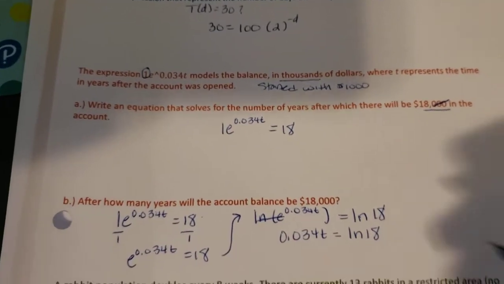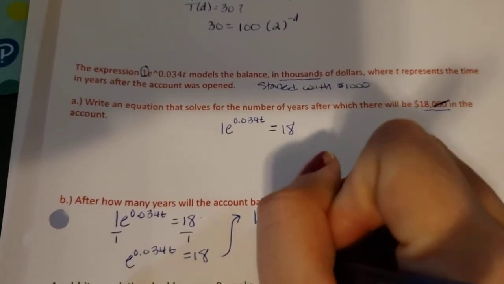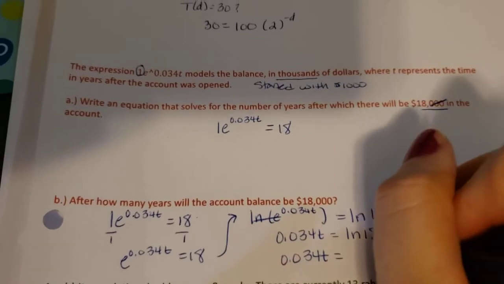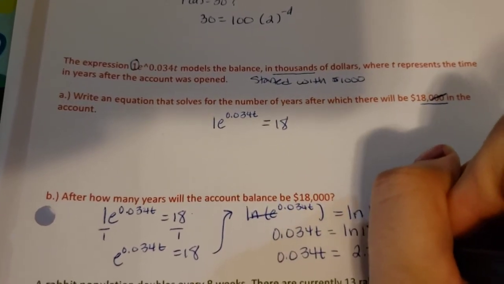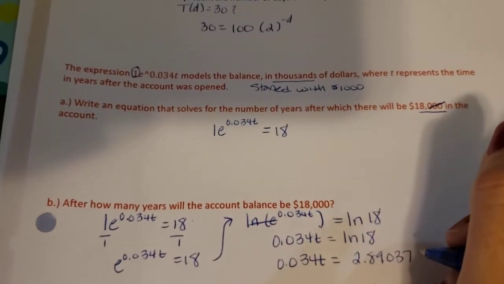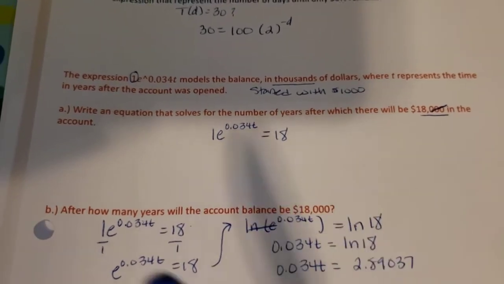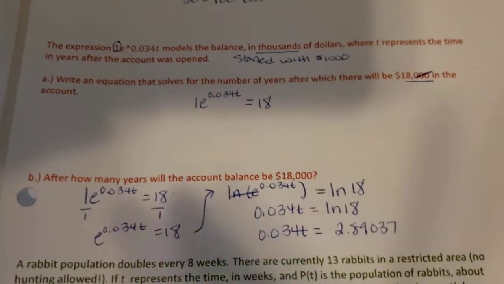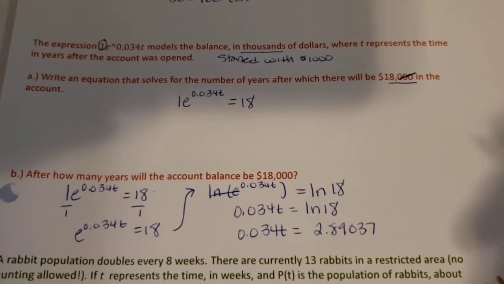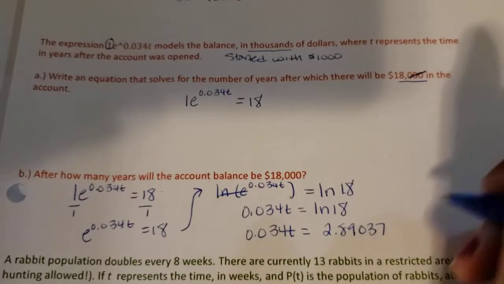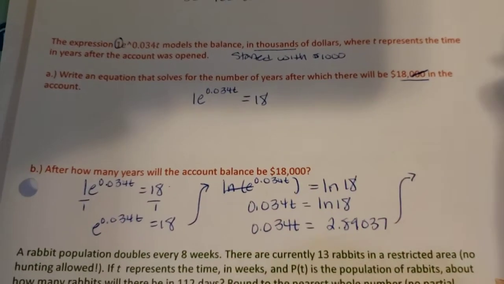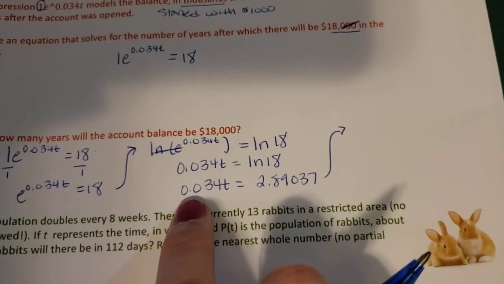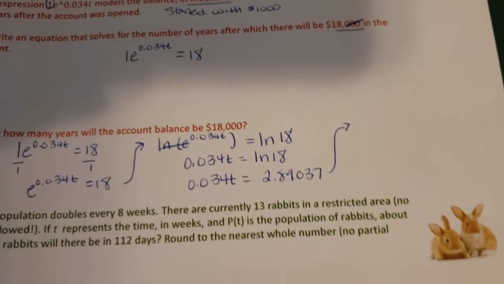If I plug the natural log of 18 into my calculator, I get about 2.89037. So remember, if you're going to put it in the calculator and get a decimal, we want to leave a nice long decimal. So now I'm going to go up here. Didn't leave myself a lot of room. And I'm going to divide both sides by 0.034.